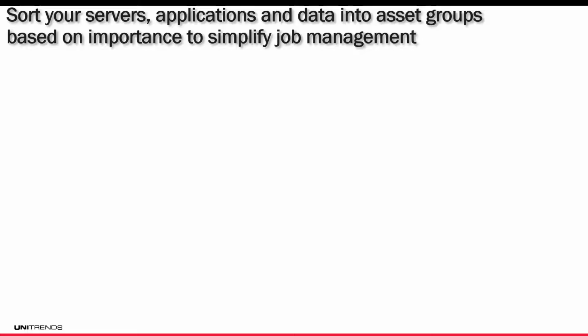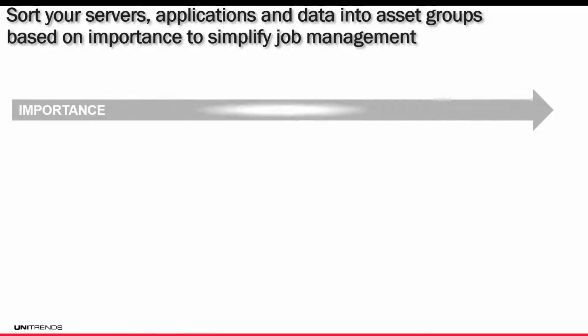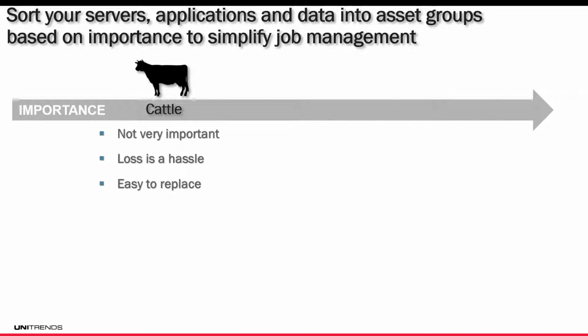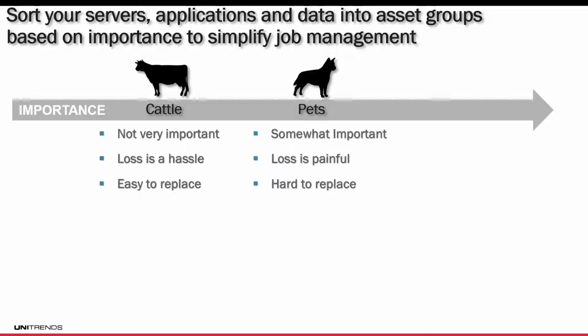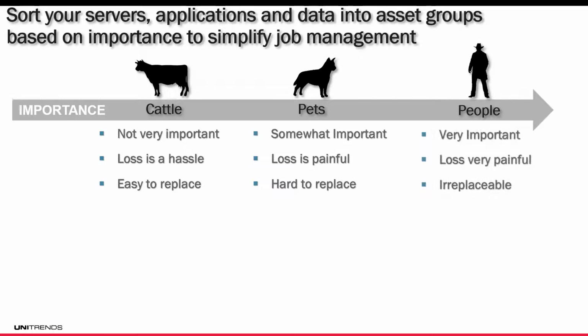Now, you sort your servers and applications and data into asset groups based on the importance to simplify job management. Now, the importance scale starts with cattle or tier 3. They're not very important, loss is a hassle, and they're easy to replace. Now, you talk about pets, and they're somewhat more important. Loss is painful, and they're harder to replace. And that's your tier 2. Now, your tier 1 is more of your people. They're very important, loss is painful, and they're irreplaceable or hard to reconfigure and set back up.